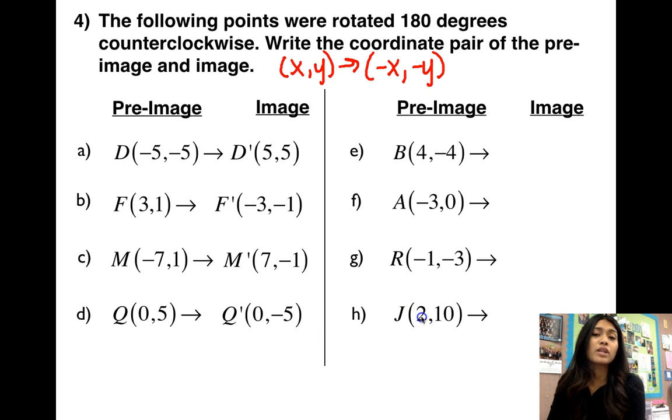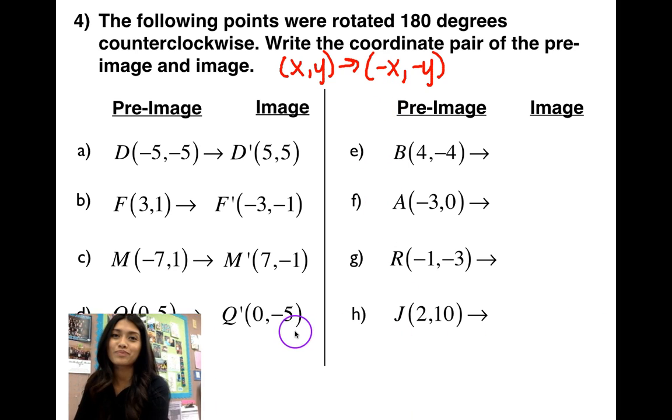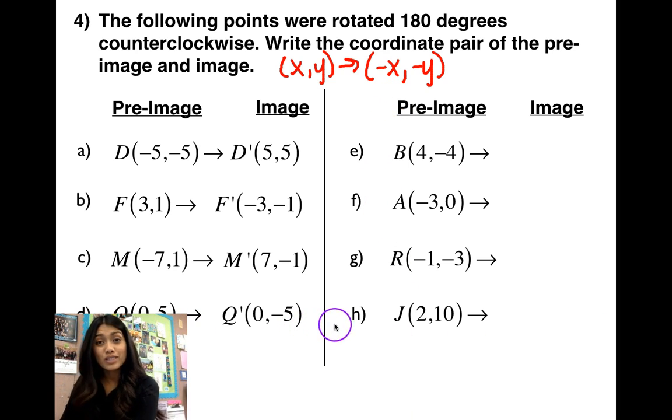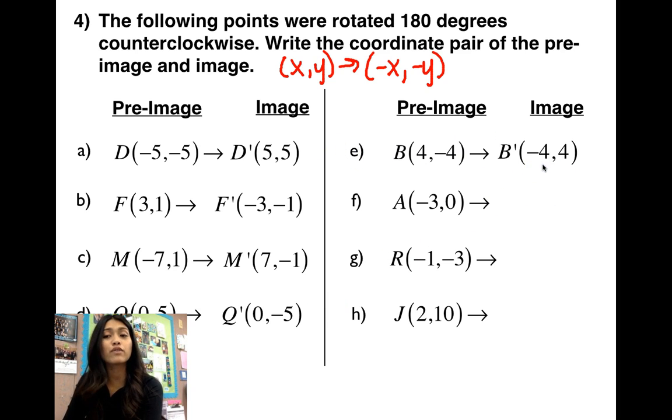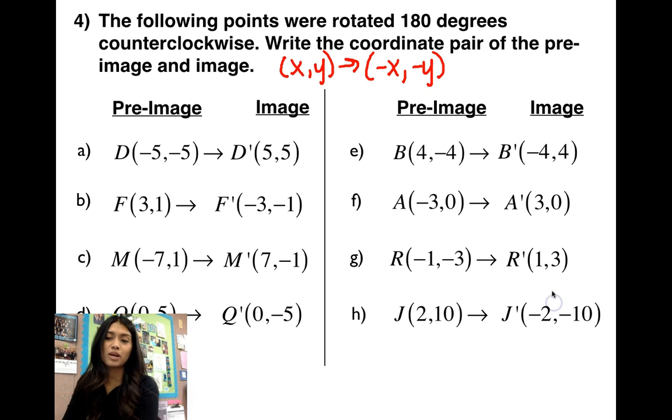So at this point, I'd like you to go ahead and pause the video and try E through H on your own. Okay, so let's see how we did. For letter E, we should have B prime as -4, 4. A prime should be 3, 0. R prime should be 1, 3. And J prime should be -2, -10. So yet again, we just took the opposite of the x values and the opposite of the y values, and that was it.